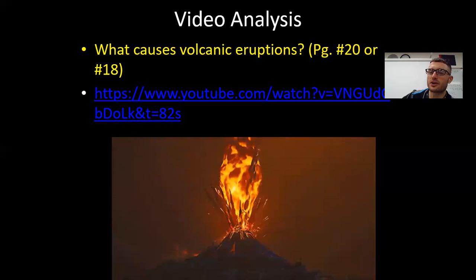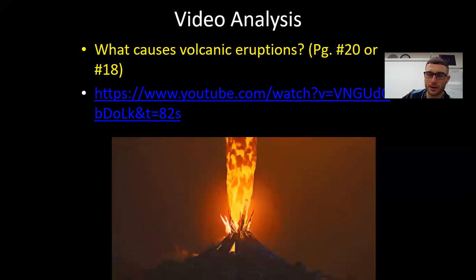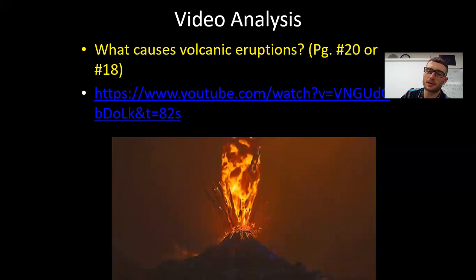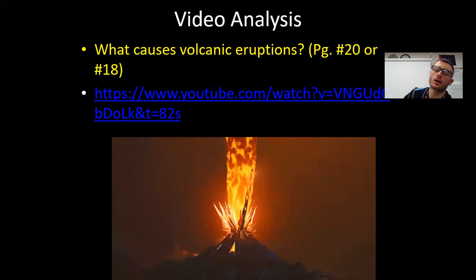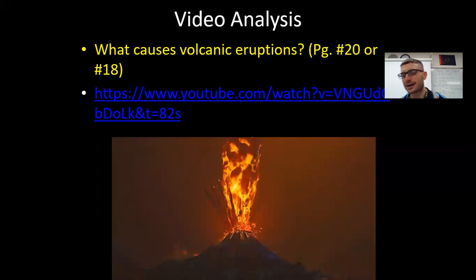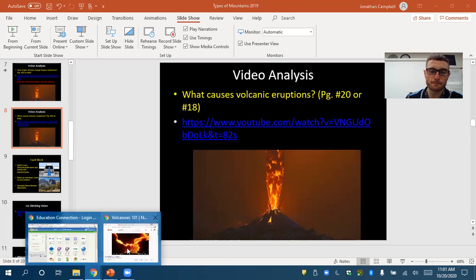Okay, so what causes volcanic eruptions in general? How is it that we get some molten rock, some magma, flowing from out of the mantle, all the way seeping through the crust and then out to the surface? How does it happen? Why does it happen, right? Go ahead and write this question down on page 20 or 18 if you need more room. I'm just going to show you a little sample of this, and I need you guys to watch this on your own to get the full answer as well. So let's check it out.